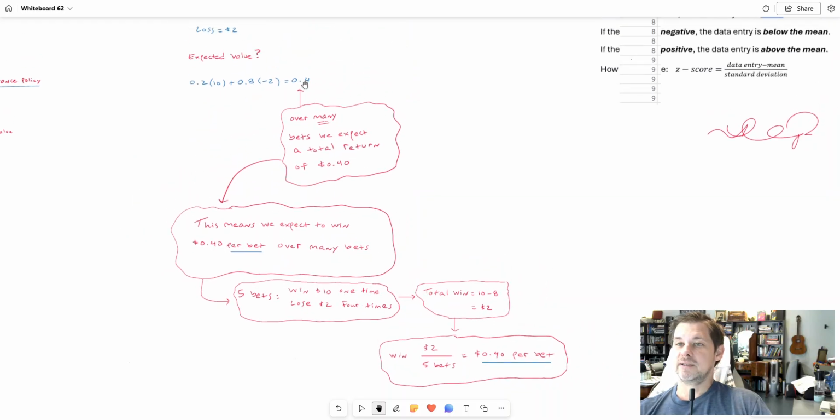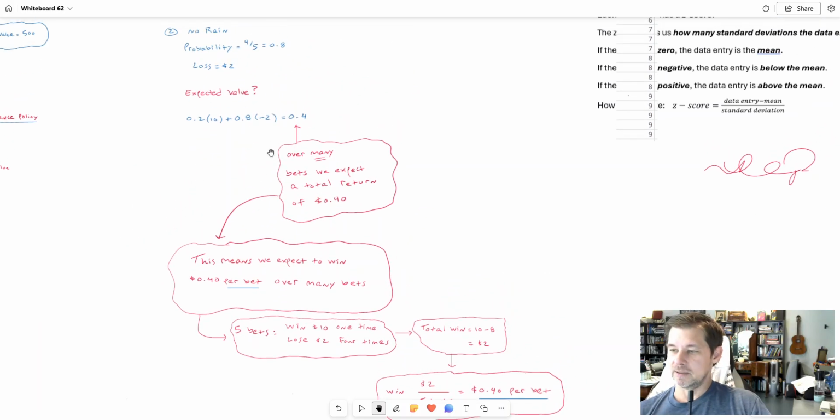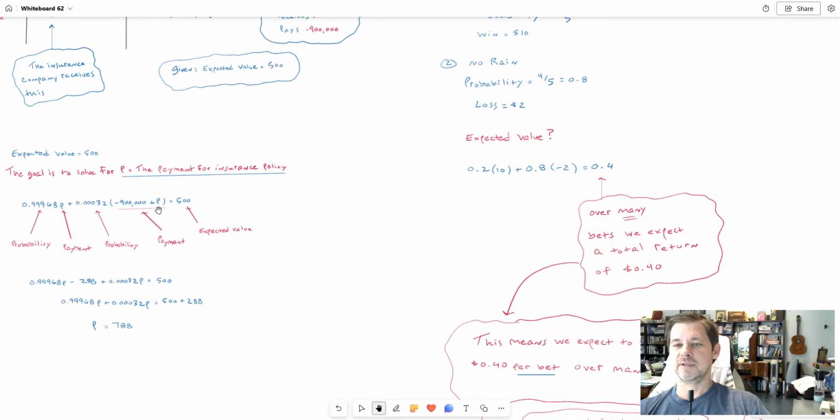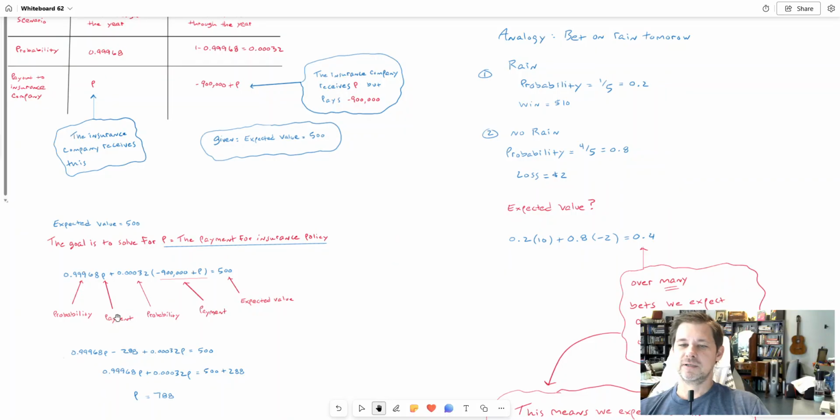If I play this game betting on whether it's going to rain tomorrow many, many times, I'll win sometimes, I'll lose sometimes. But if I add it all together, then in the long run, on average, I'll get 40 cents per bet. So I'll come out ahead if I keep playing. So that's kind of like this number here, 500. I'll charge the person $788 for the insurance policy. Occasionally, I'll pay out $900,000. But in the long run, I'll get an average of $500 back from each person that is insured in this case.